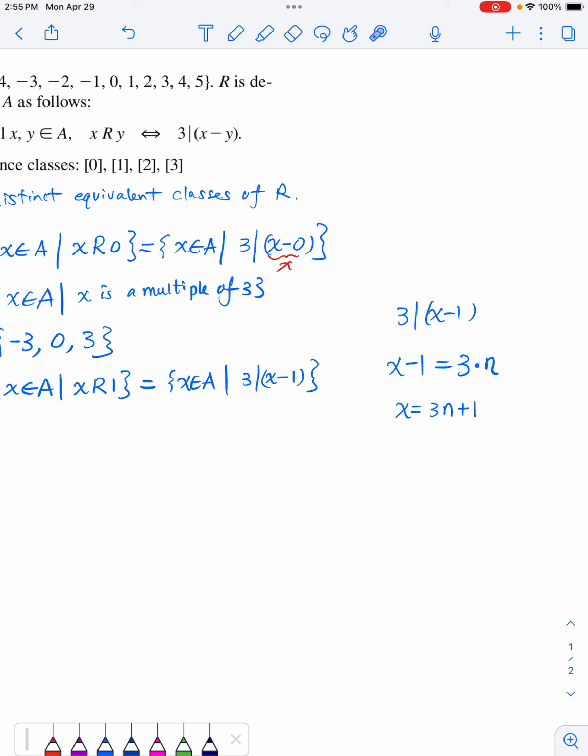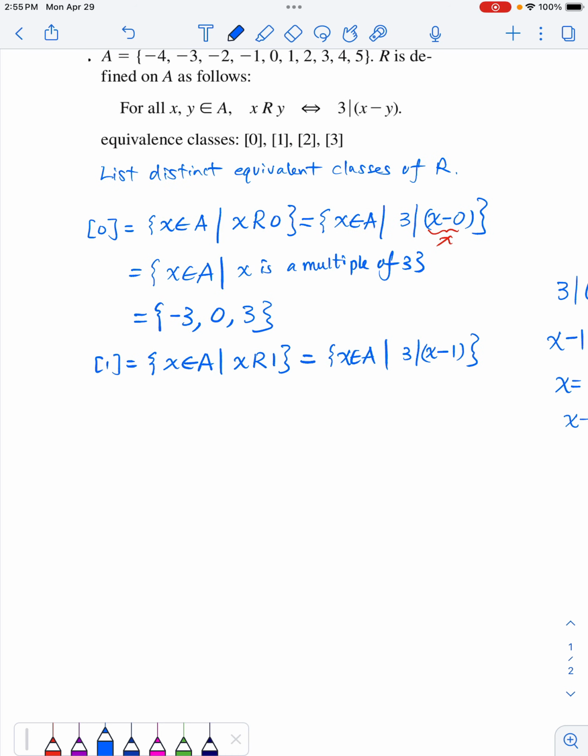Basically, x minus a multiple of 3 is going to be 1. So when you divide x by 3, the remainder is going to be 1. Keep that in mind. So this means x is going to be 3n plus 1 for some n.